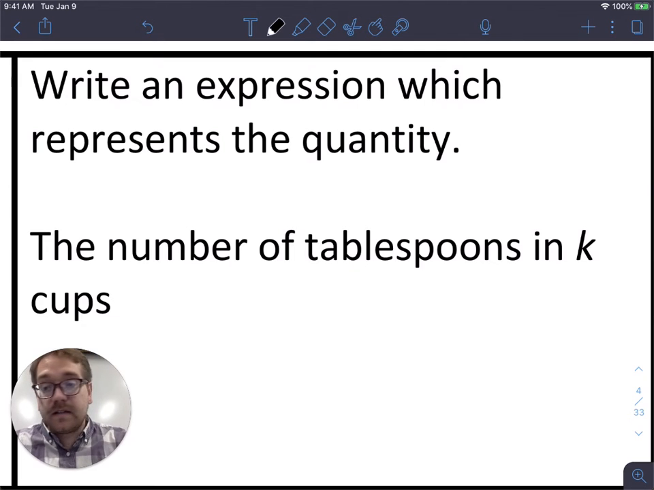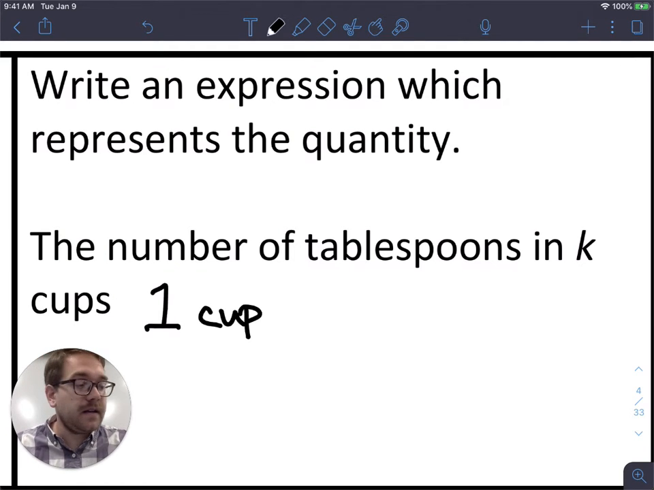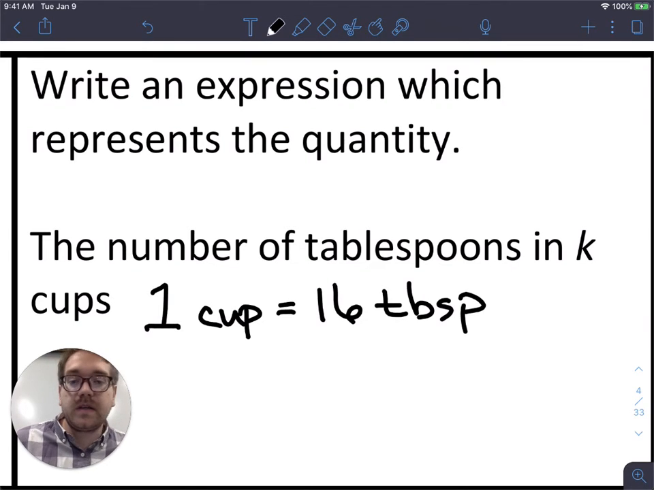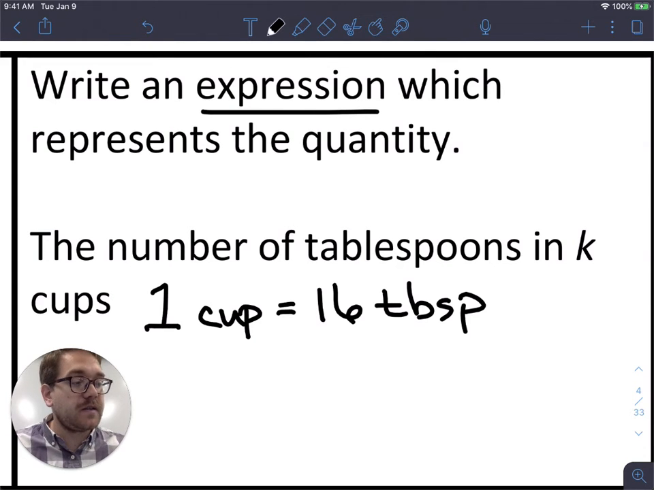But what we can find, and honestly I just Googled it because I didn't know it, 1 cup, 1 standard baking cup is equal to 16 tablespoons, and that TBSP is how we abbreviate tablespoons. So 1 cup is equal to 16 tablespoons. Okay? So we need to know that information for this problem. So we're going to write the expression to figure out the number of tablespoons in any amount of cups. That's what that K cups means. There's an unknown. We don't know how many cups we have, but we can write an expression that represents that to find the number of tablespoons.